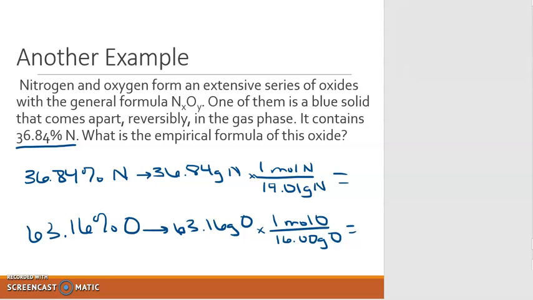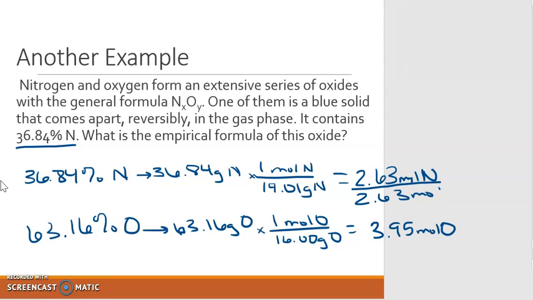Next, I want to take those masses and divide them by the molar mass for each element, so that way we can convert that to moles. When we do that, the number of moles for nitrogen is approximately 2.63, and the number of moles for oxygen is approximately 3.95. At this step, compare the two numbers of moles and divide by the lowest. So 2.63 moles is the lowest, so I'm going to divide all my answers by that value.